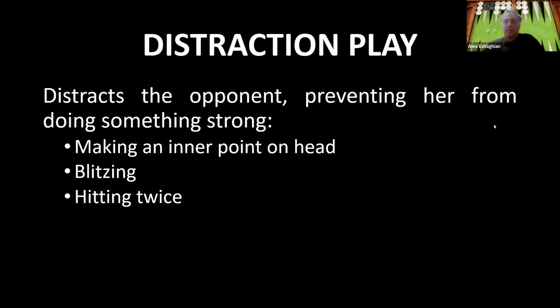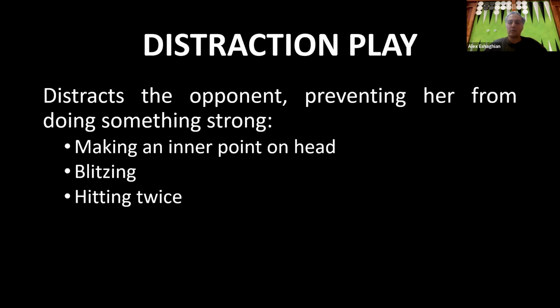So in summary, a distraction play is a play like this that we looked at in this position. It distracts the opponent and it prevents her from doing something strong. There can be many things that are strong. For example, making an inner board point on head. That means hitting and making a point in their inner board. The second is blitzing, such as with the double 5s and double 3s, which makes 2 points on head. And also the third thing is hitting twice.